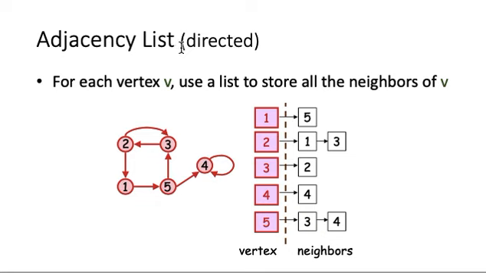Similarly, the adjacency list can also work for representing the directed graph. The same here: for each vertex V, we will have a list storing all the neighbors. For this vertex 3, it has a directed edge pointing to 2, so 3 will have a neighbor of 2. We are going to store the out-neighbors of the vertex. For this vertex 5, it has an outgoing arrow pointing to 3 and another one pointing to 4. So 5 will have two neighbors, 3 and 4.